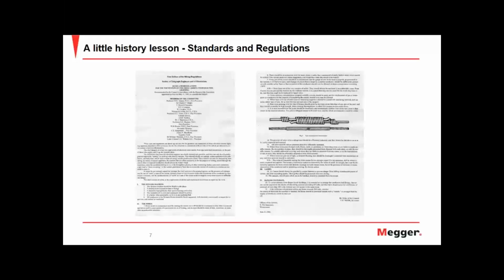Okay, so blasting on with the history lesson. Here you see two very old pieces of paper on the screen. What you'll see here is the very first edition of the wiring regulations for the United Kingdom. They were dated May the 11th, 1882. So, you know, these were the first regulations that would come out.